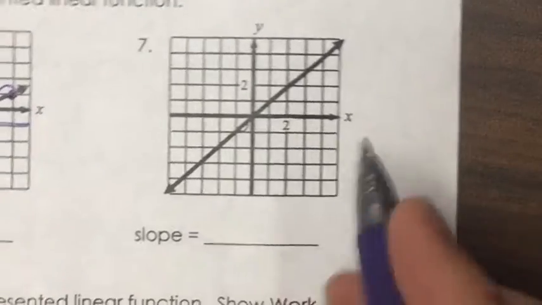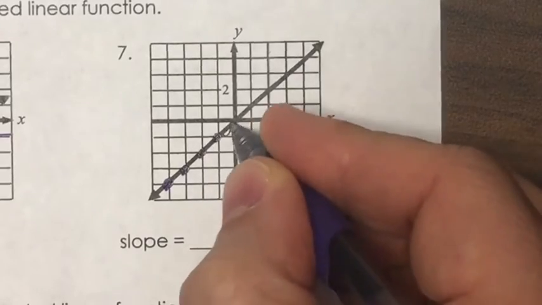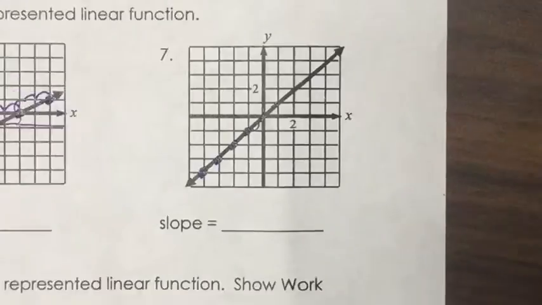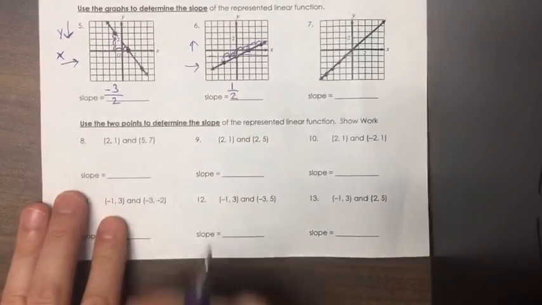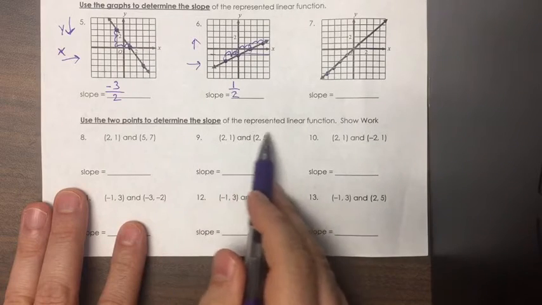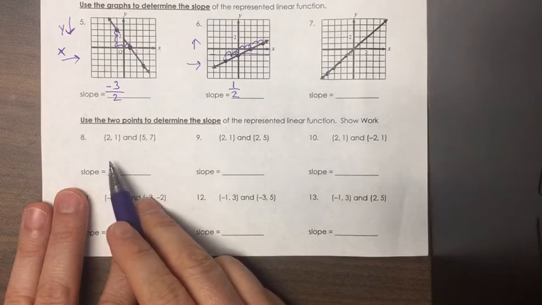You can go ahead and do number 7 on your own. Every point, it goes through the four corners every time. So that should be easy. Okay, let's go ahead and take a look at the next section. Use the 2 points to determine the slope of the represented linear function and show your work. Okay, so let's go ahead and do number 8.